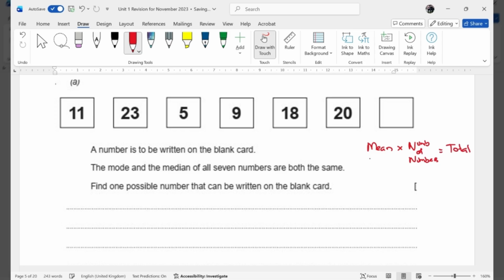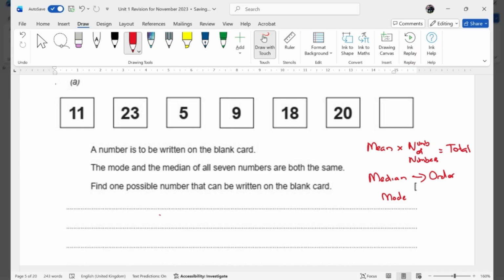That's not relevant here. If they give you the median, that's the number in the middle. And if they give you the mode, that's the most common, okay? And if they give you the range, that's the biggest minus the smallest. However, for the median, the numbers have to be in order, which these are not, right? So the mode and median of all 7 numbers, there's one missing, are both the same.